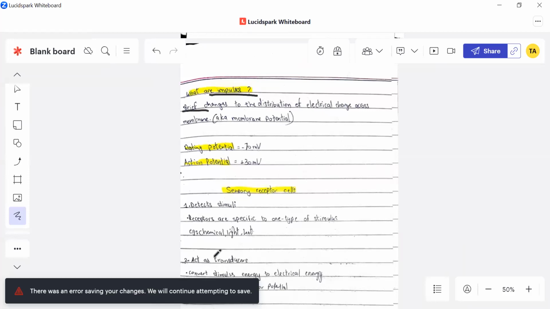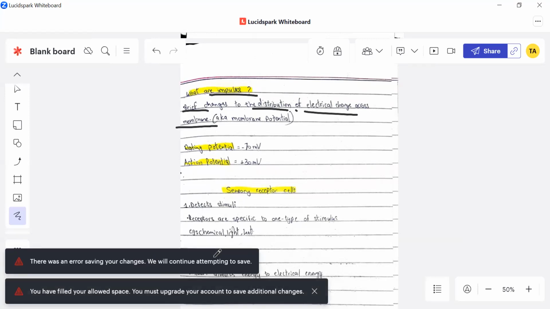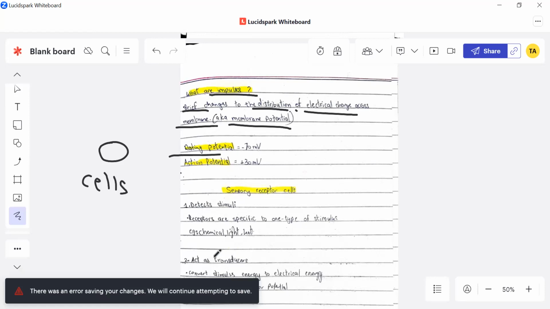Impulses are brief changes to the distribution of electrical charge across a membrane. This is also known as a membrane potential. In our cells, the resting potential is negative 70 millivolts. When an action potential is generated, the effector will be activated.